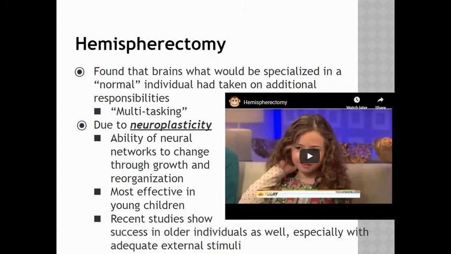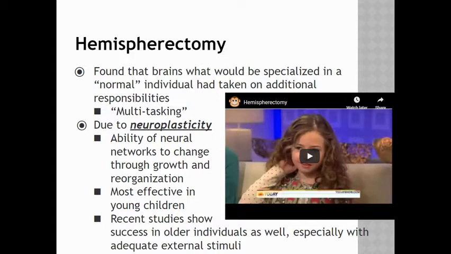With hemispherectomies, they have found that brains that would be specialized in a normal individual have taken on additional responsibilities. So even though they've removed an entire hemisphere of the brain, the remaining hemisphere has seemed to learn what that lost hemisphere was able to do. So the brain is basically multitasking. This is due to neuroplasticity, the ability of the neural networks to change through growth and reorganization. This seems most effective in young children.